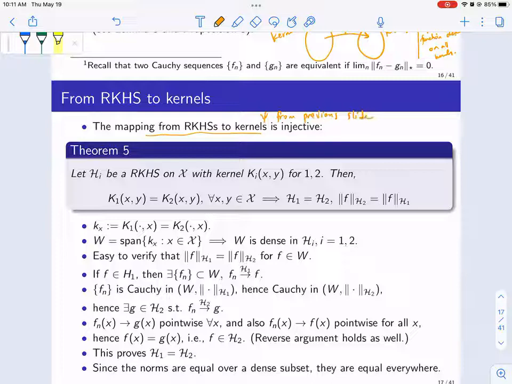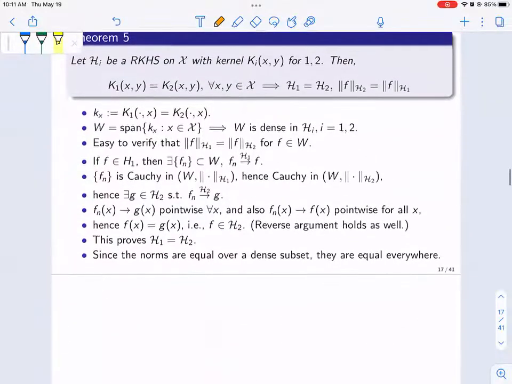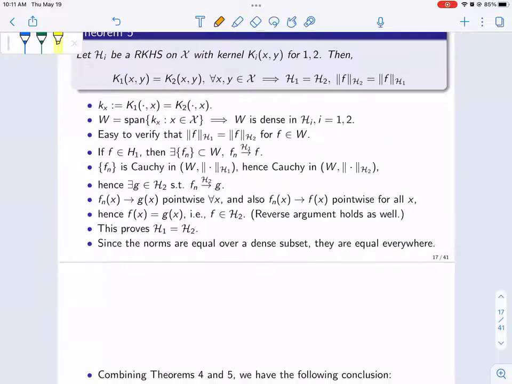In order to show that, you show that if you have two RKHSs with possibly different kernels, and the kernels are the same for all x and y, so this is the reproducing kernel of the RKHS, then the RKHSs have to be equal and the norms have to be equal. So in order to prove this, the representer is the same for both, because the kernels are the same, so we can define k of x to be the same. And then we look at the span of these k of x's, W. We know that W is dense in both spaces.